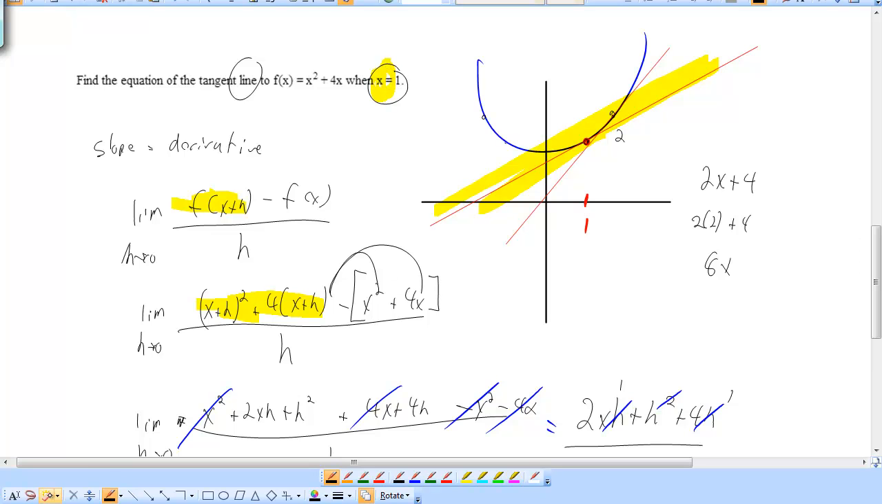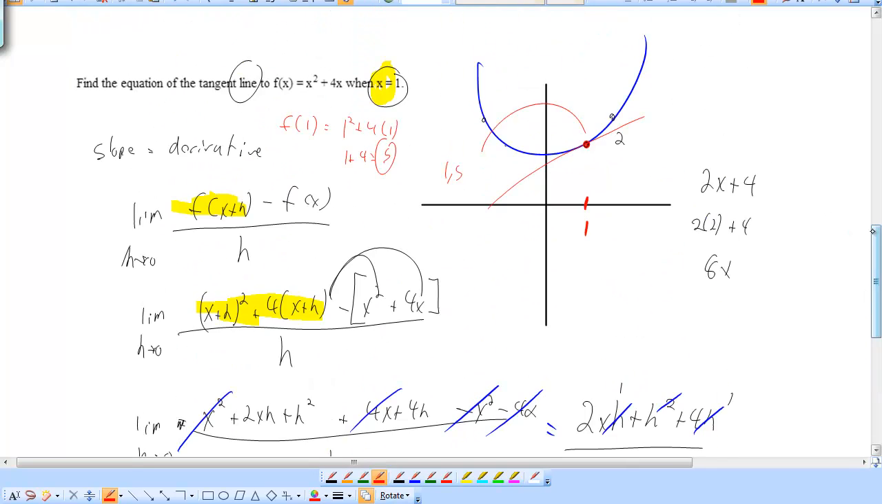Alright, how do I get the point, though? I know the x value of a point. How do I get the y value? Again, remember I said you evaluate it at 1. So instead of x squared plus 4x, it's 1 squared plus 4 times 1. So the point's 1 comma 5.